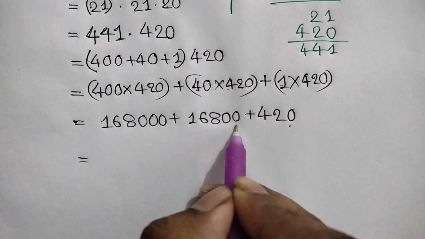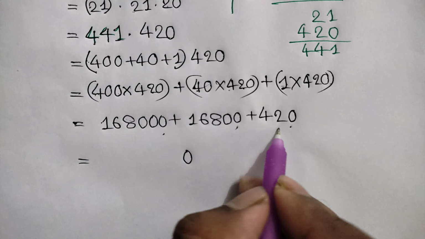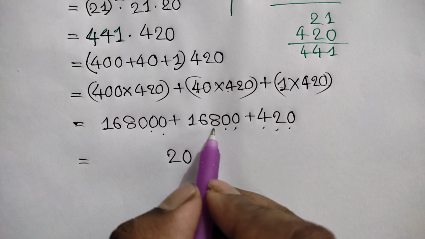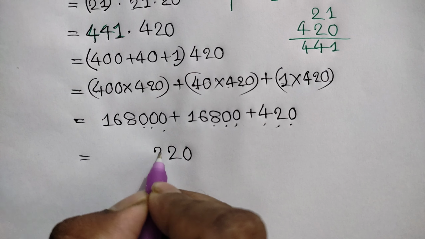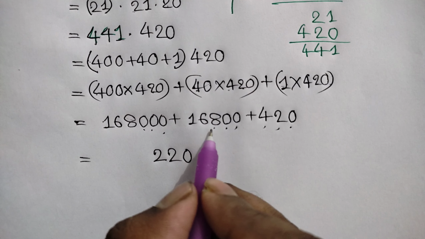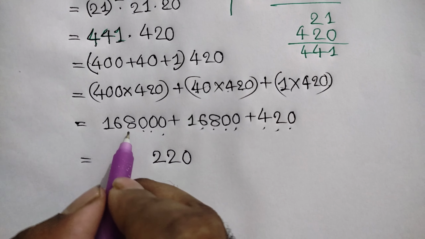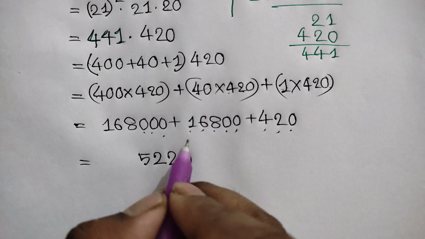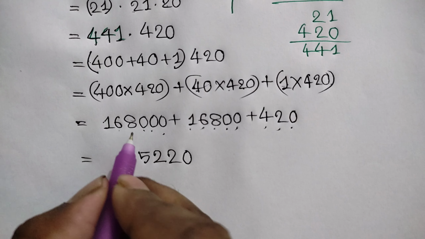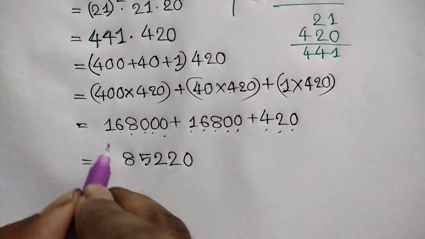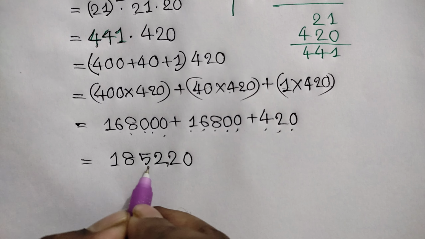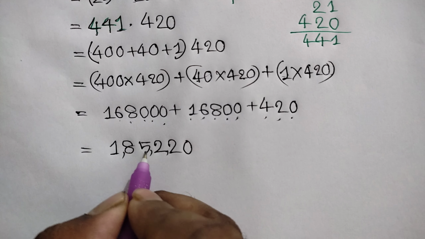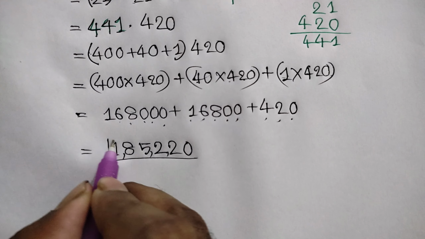Now adding these three numbers: 0 plus 0 plus 0 is 0, 2 plus 0 is 2, 2 plus 0 is 2, 4 plus 8 is 12, 12 plus 0 is 12, so we write 2 and carry 1. Continuing the addition, we finally get 185220, and it is our final answer.